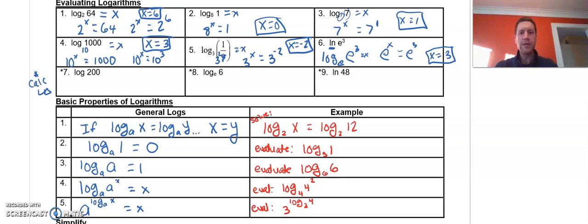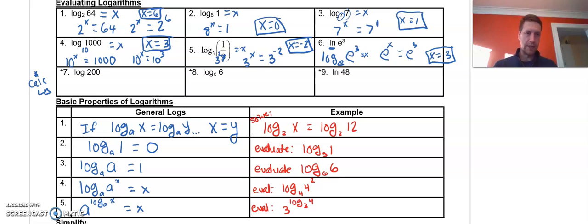Okay, so this last part we're going to talk about. There's five basic properties of logarithms here. These work with any log of any base. The first one here is, in my opinion, the most important.